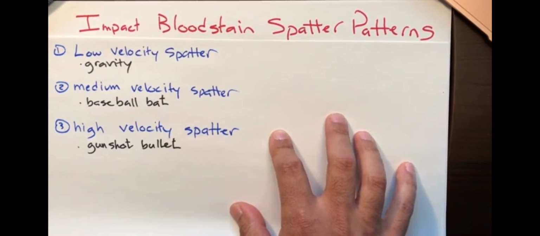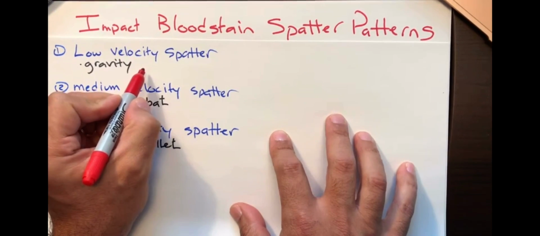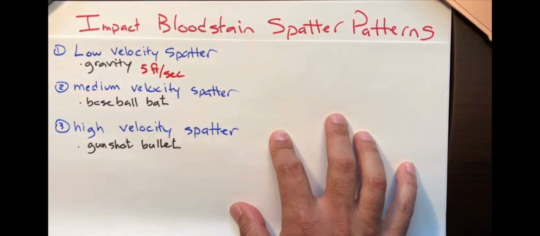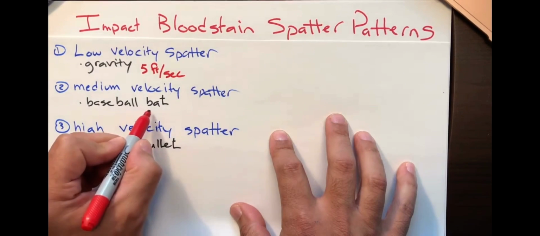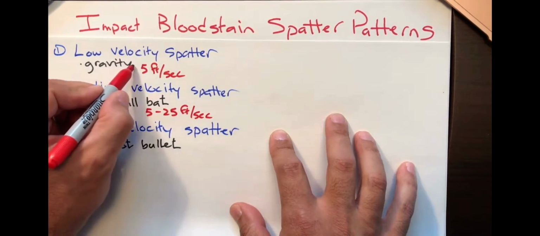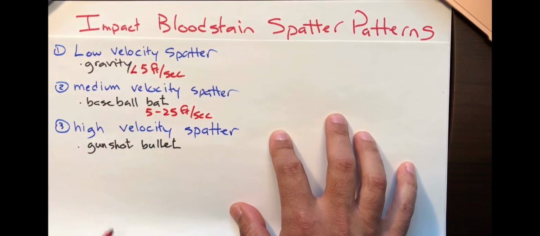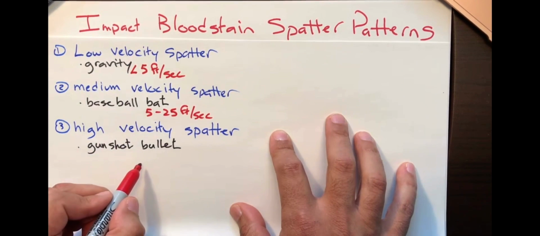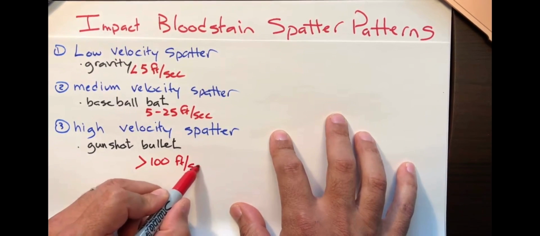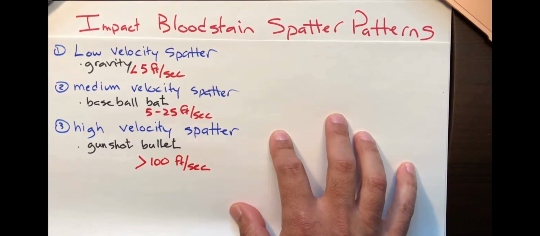Okay, well, how fast are these things actually going? You don't have to memorize these numbers. Just in general, we're talking less than 5 feet per second for low velocity. To be considered medium velocity, we'll say between 5 and 25 feet per second. And for high velocity, we consider anything greater than 100 feet per second for sure, like a gunshot bullet.